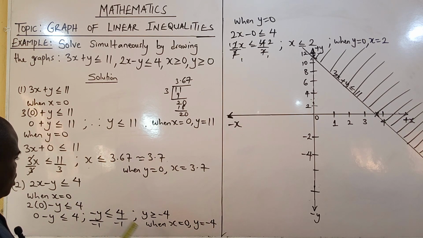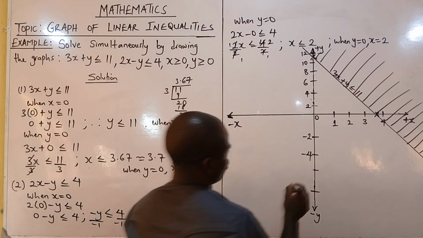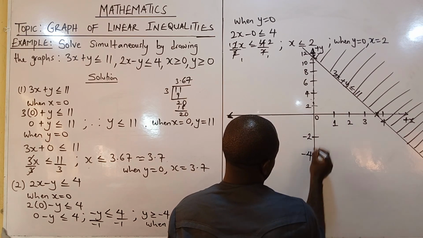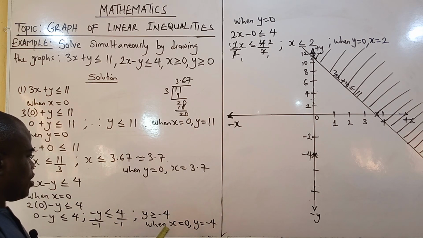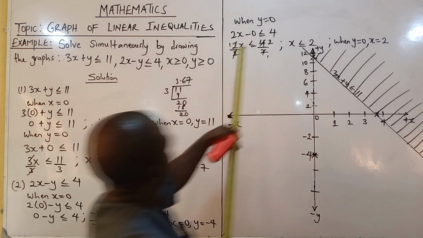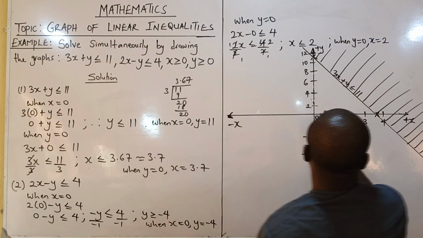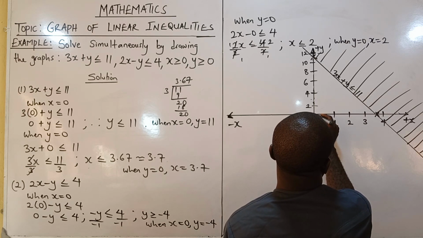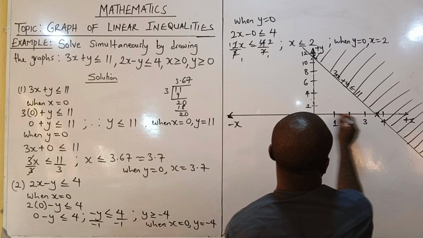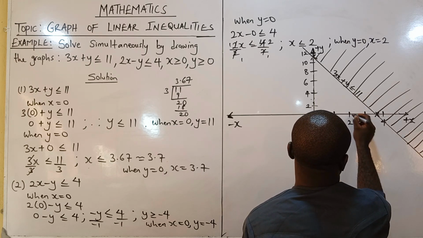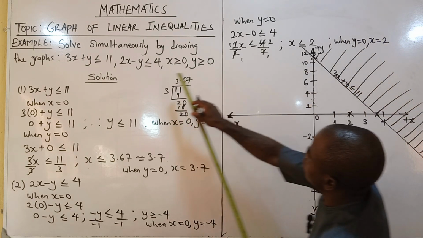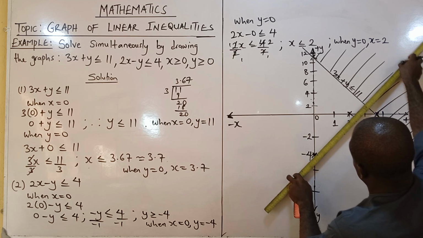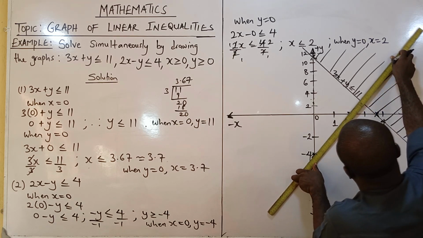When x is 0, y is minus 4. When x is 0, y is minus 4, you start it. And when y is 0, at this point also, x is 2. Trace it. Because it's less or equals to, the equals to part means we use thick line.